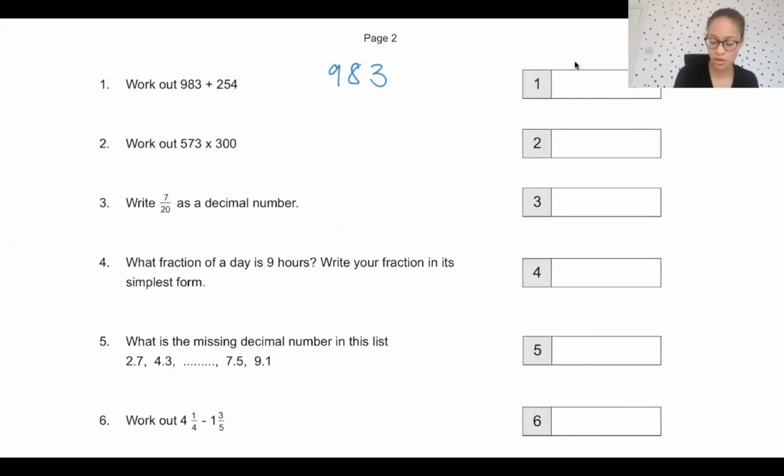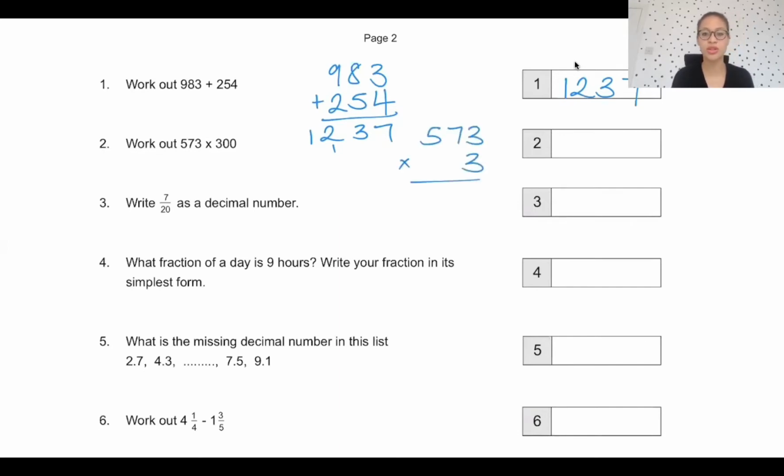So 983 plus 254. Make sure you copy down the right numbers, because often children make a mistake with that. And should be that. And then 573 times 300. Remember, the easiest way of doing that is to do 573 times 3 and then add 2 zeros to your answer. Just let you calculate that quickly. Maybe a typo in what you wrote, Shri, so just make sure you're getting those numbers completely accurate.